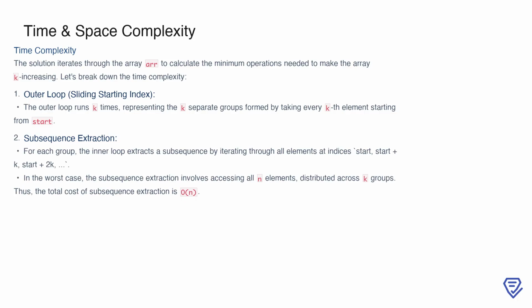Next, within each of these groups, we extract a subsequence by iterating through the array at intervals of k. This involves accessing elements at indices like start plus k, start plus 2k, and so on. In the worst case, these subsequences collectively cover all n elements of the array, which means the total cost of subsequence extraction is O(n). So, the first component of the time complexity comes from these two loops, contributing a cost of O(n) for the entire process of grouping and subsequence extraction.